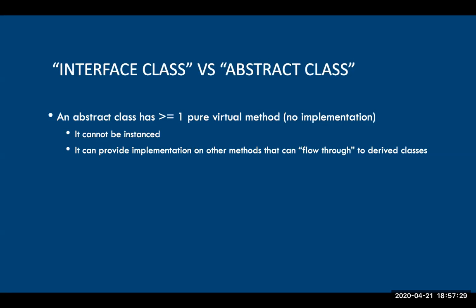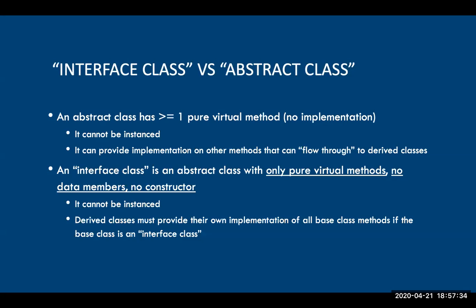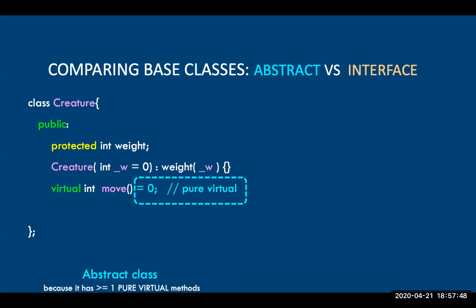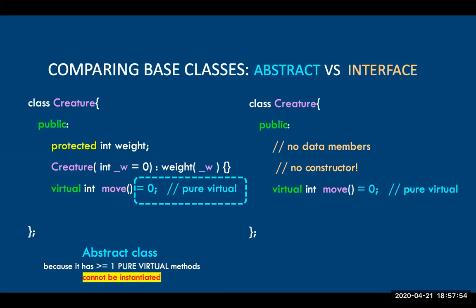So an abstract class has this pure virtual function we talked about. An interface class is exactly that, but with only those pure virtual functions, no data members, no constructor, right? You don't see that too often, but it kind of matches the example that I was talking about. So there's our pure virtual method. It's an abstract class, right? And so here is our interface class. No constructor, right? That's a big difference.